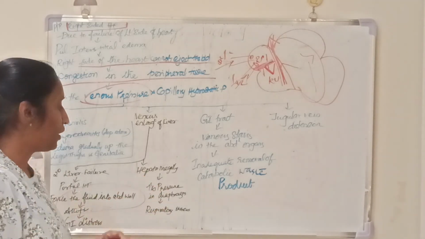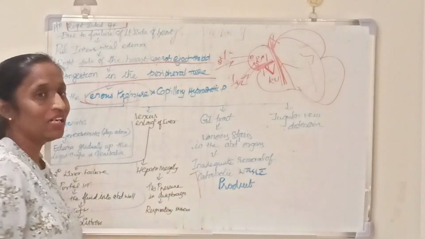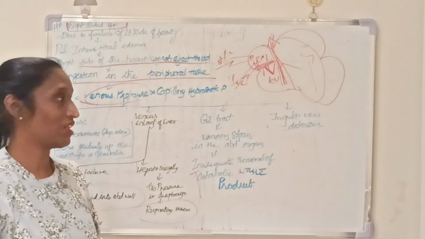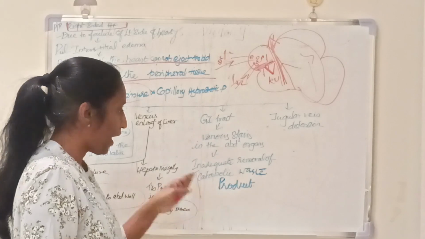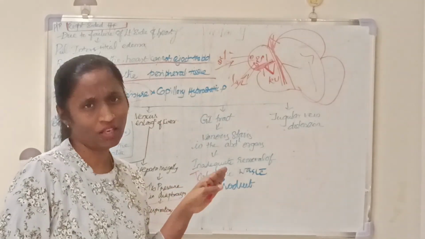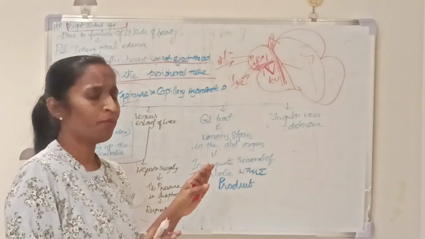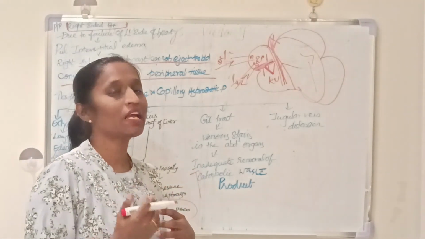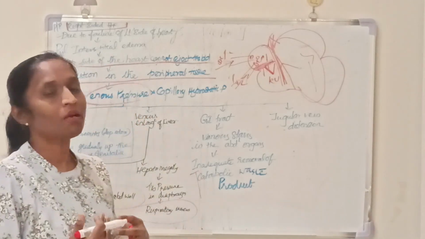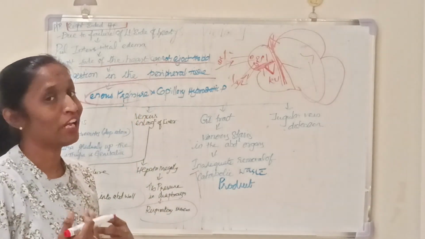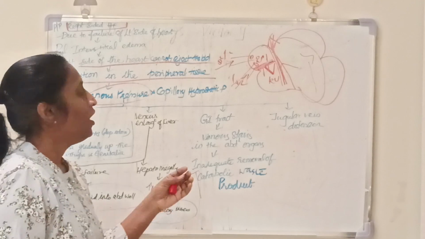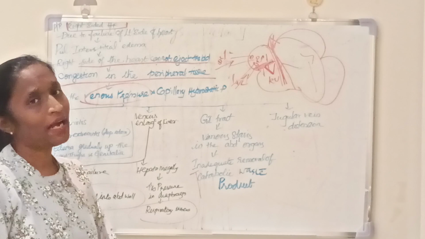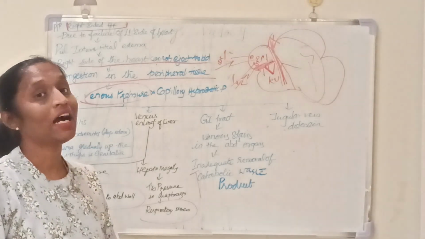Due to the enlargement of the liver, there is pressure upon the diaphragm, so the person may develop respiratory distress. In the GI tract, there is stasis of blood, venous stasis in the abdominal organs. So there is inadequate removal of catabolic waste products from the major organs. It may lead to major organ failure. And next, there may be distension of the jugular vein. So this is what happens in right side heart failure.